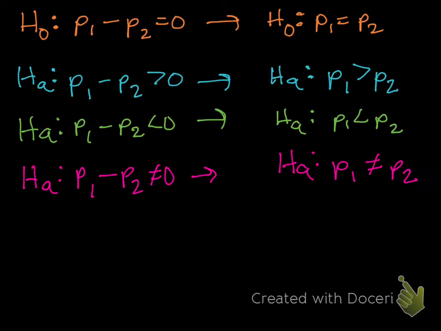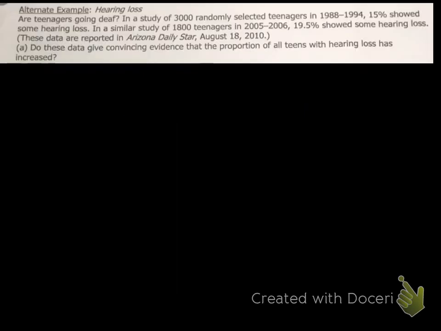Is there an advantage to writing it one way over the other? Not really. I prefer writing it the way on the right, simply because the way the alternative is written on the right is the way you're going to see it in your calculator. Other than that, they're exactly the same thing. Okay? All right, let's do an example.